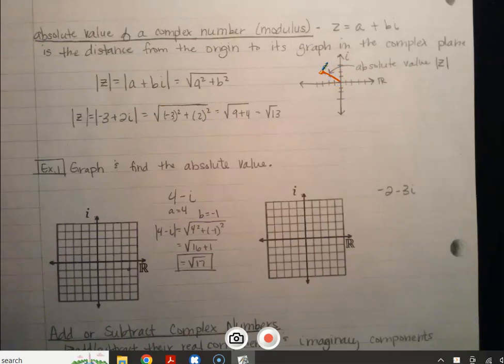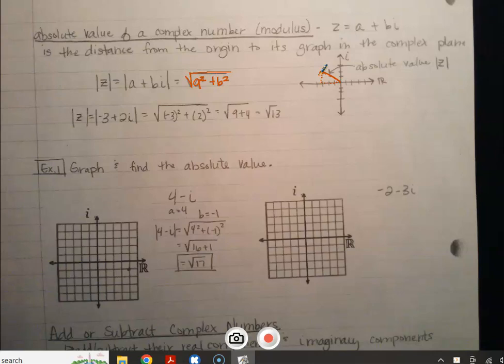In order to do that, we're finding the absolute value of z, which is the absolute value of that quantity a plus bi, which means we're going to take the square root of our a value squared plus the b value squared. It's a lot like the Pythagorean theorem because we're looking at this as part of a triangle. It is the hypotenuse of a right triangle.